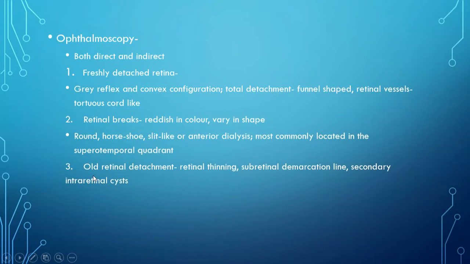If you want to look for an old retinal detachment, if you're suspecting an old retinal detachment, then what you see is retinal thinning will be present because it has become old. There will be retinal atrophy and associated retinal thinning, and there will be retinal pigment epithelium proliferation wherever there is the junction of retinal detachment. So at that location, what you see is the subretinal demarcation line. And secondly, intraretinal cyst formation may also be present in such cases.